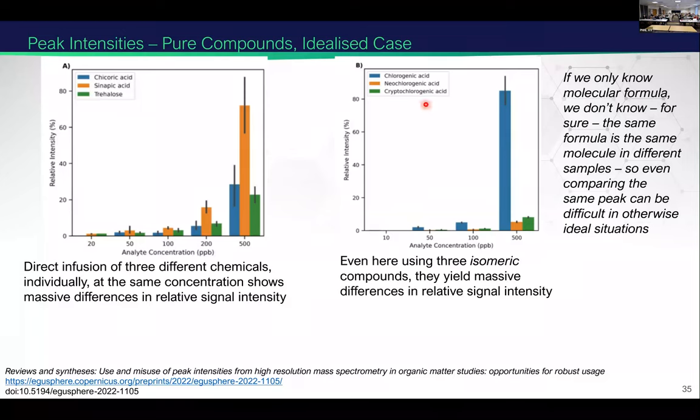In an even more extreme case, we have chlorogenic acid, neochlorogenic acid, cryptochlorogenic acid, which you may be able to guess are isomers. So we don't resolve isomers with our measurement. Those things have the same formula. And in one sample, it might be 100% chlorogenic acid. And in another sample, it might be 100% neochlorogenic acid. We don't know that. But what we do know is that these isomers behave completely differently. And this again is the idealized case.